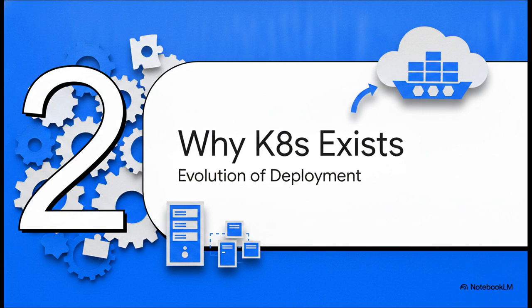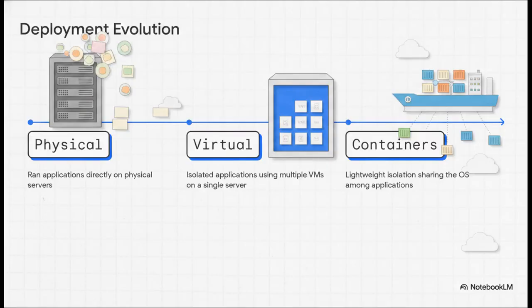Section 2. Why Kubernetes exists. You know, to truly administer Kubernetes and grasp the concepts for the exam, we really need to understand the historical problems it was built to solve. Tracking the evolution of deployments. We started back in the traditional era, running apps on physical servers, where resource allocation was just a total nightmare. One rogue app would hog everything, leaving all the others starving.